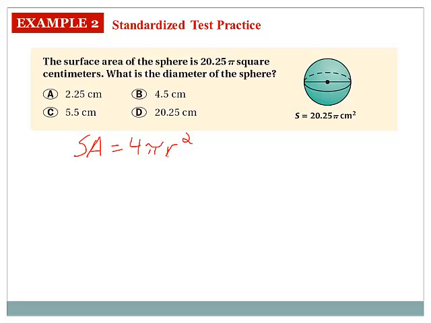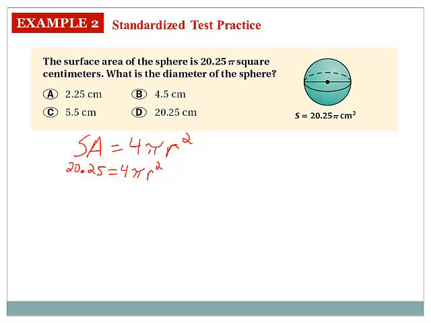So 4 pi times the radius squared. And so now we're going to just follow the same steps we've been doing. We're going to plug in what we know. So we know the surface area. They told us it's 20.25 pi. And we can bring down the 4 and the pi. And we're trying to find the diameter. So I'm just going to keep this as radius squared for now.